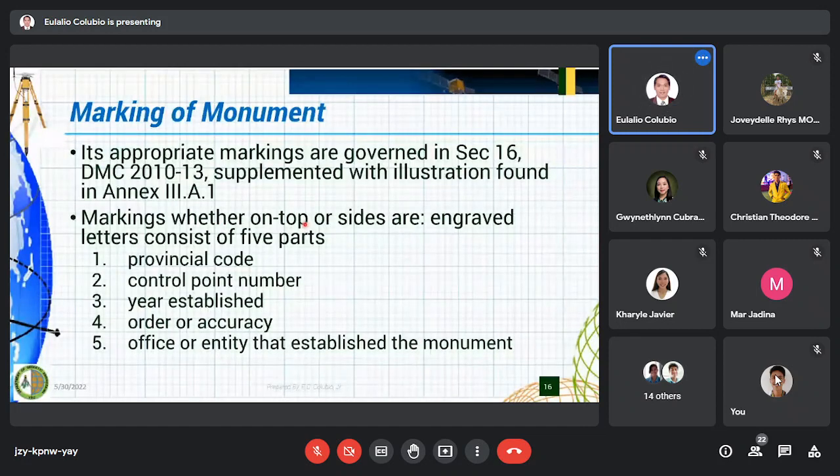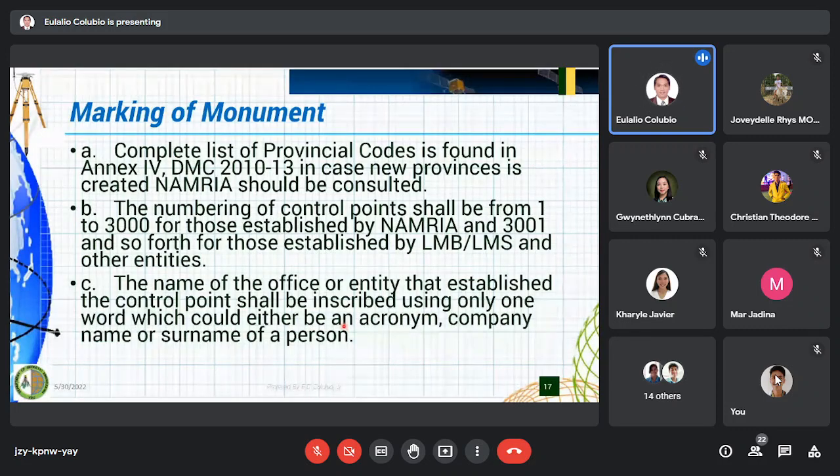Ang project control yung markings na sa majority kilid gina, no? Naka-engrave dito letterings. So the letters consist of 5 parts. Number 1 is the provincial code, the control point number, the year it was established, and the order of accuracy, and then the last one is the entity or the office that established the control monument. Okay?